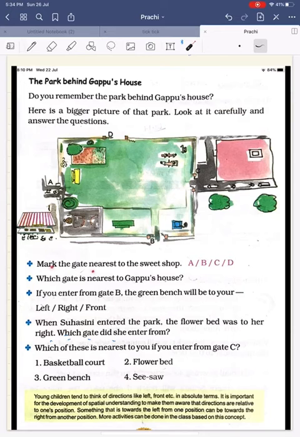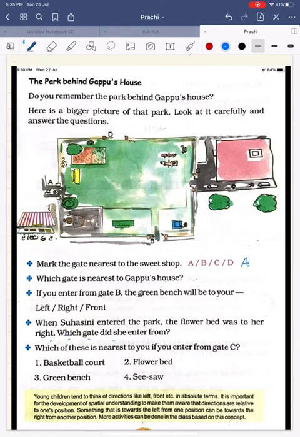Mark the gate nearest to the sweet shop. This is the sweet shop. And which gate is nearest to it? A, D, B or C? So A gate is nearer. So we write here A.